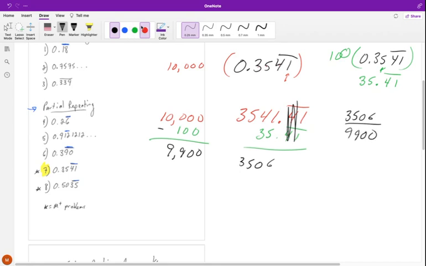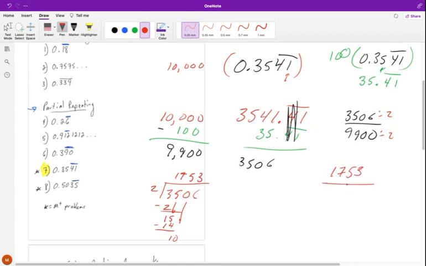All right, once again, there's different ways we can go about doing this. I see that they're both even, so I'm just going to go ahead and divide by 2. So 3506 divided by 2, well, it goes into 3 one time. We subtract, that gives me 1. We bring down the 5. It goes into 15 7 times, so it gives me 14. 1, we bring down the 0. It goes into 10 5 times, and then 6 3 times. So it's 1753. And 9,900 divided by 2 is 4,950. And then that doesn't reduce anymore, and that will be our final answer.